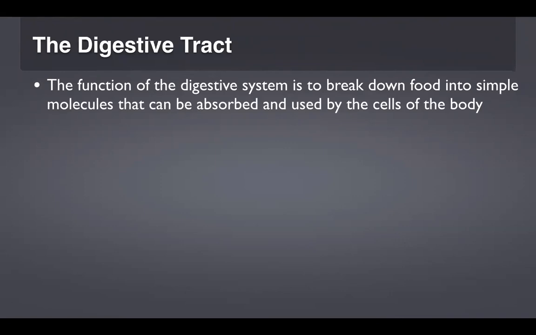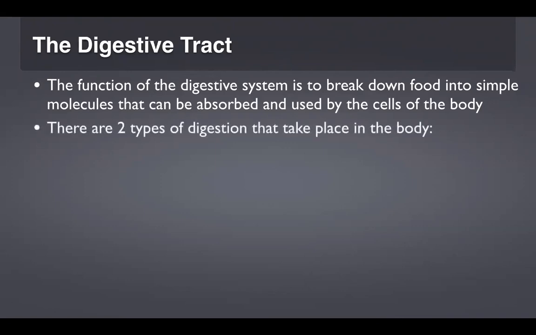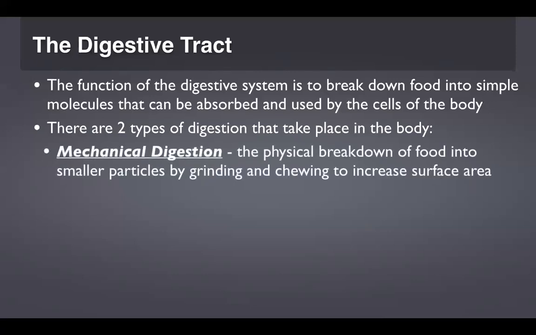And of course, since this is a video, you can pause it at any time to copy down any of the notes. The next note says there are two types of digestion that take place in the body. The first kind is mechanical digestion. So that's the blank there on your page. That's the physical breakdown of food into smaller particles by grinding and chewing to increase the surface area, which allows for a faster digestion of food nutrients. So that's mechanical digestion, where it's literally breaking things down from big chunks into smaller particles that can be absorbed.